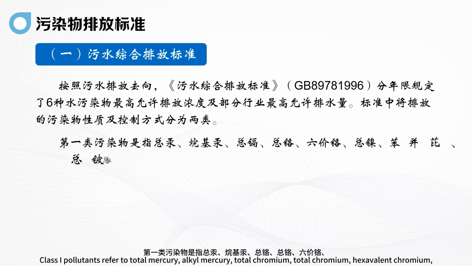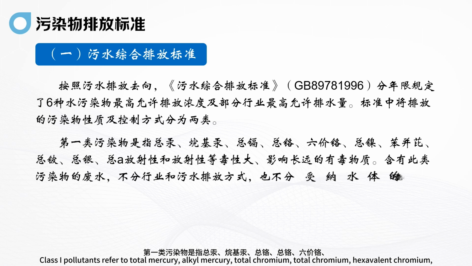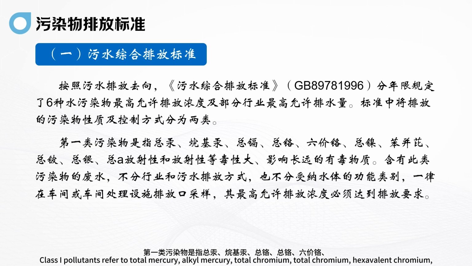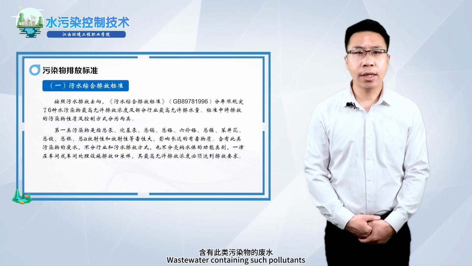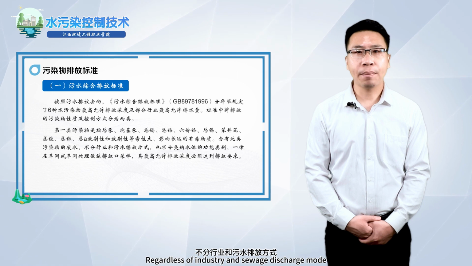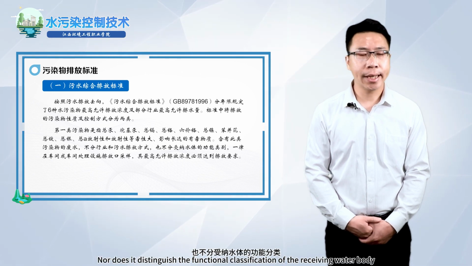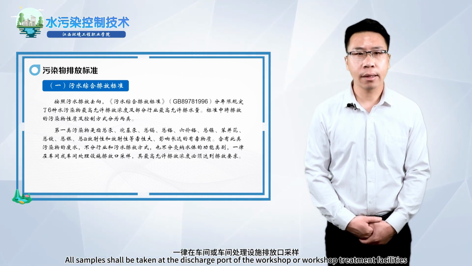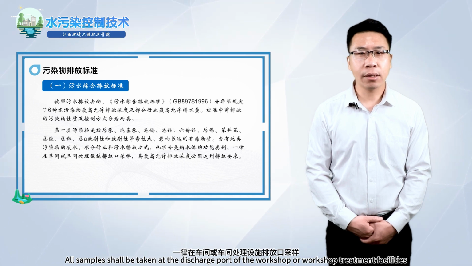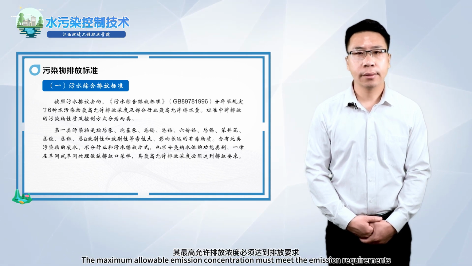Class 1 pollutants refer to total mercury, alkyl mercury, total chromium, hexavalent chromium, total nickel, benzopyrene, total beryllium, total silver, total alpha radioactivity, and toxic substances with high radioactivity and long-term impact. Wastewater containing such pollutants, regardless of industry and sewage discharge mode, nor does it distinguish the functional classification of the receiving water body. All samples shall be taken at the discharge port of the workshop or workshop treatment facilities. The maximum allowable emission concentration must meet the emission requirements.